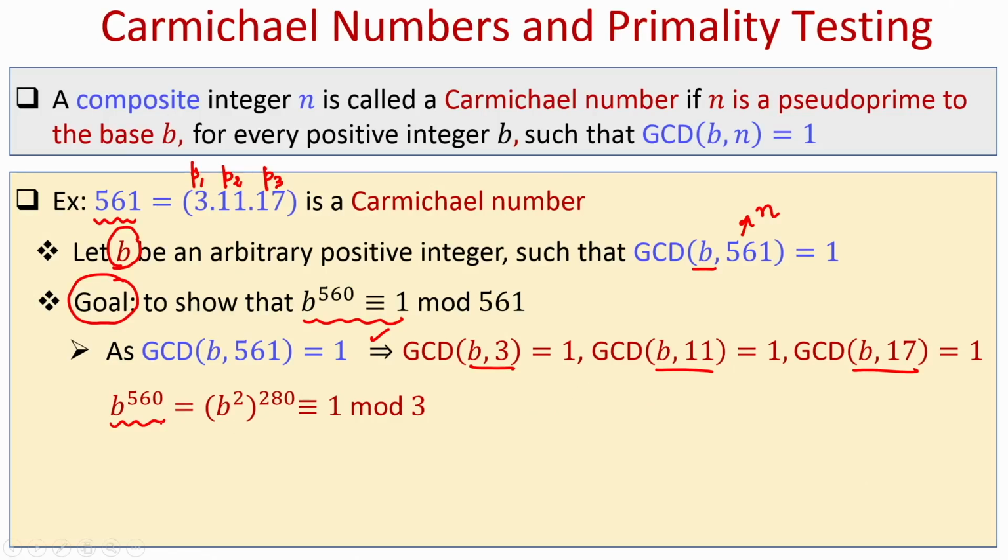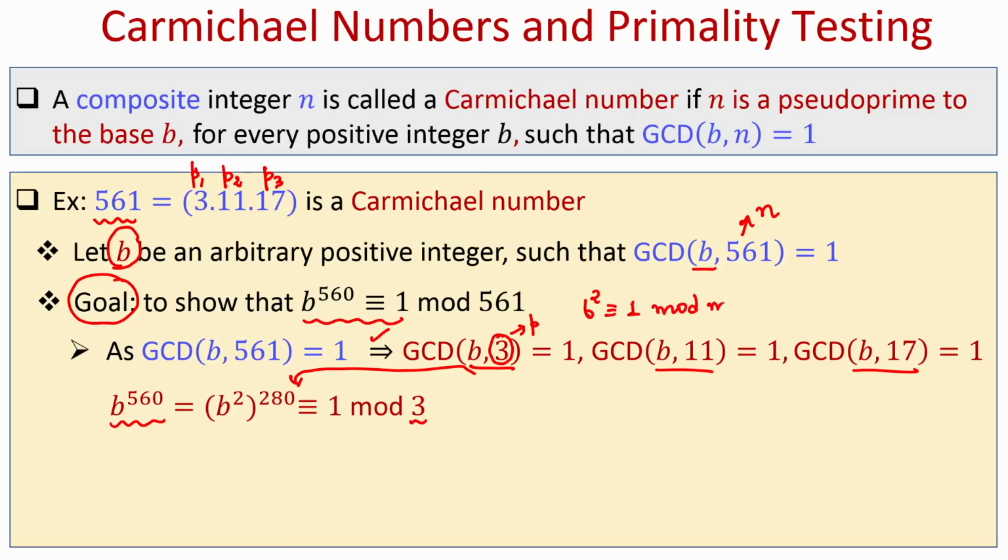And b to the power 560 will be congruent to 1 modulo 3. Why so? Because b to the power 560 modulo 3 is the same as (b square) whole raised to power 280 modulo 3. But I know that since b is co-prime to 3, I can apply the condition of Fermat's little theorem. So, I can treat 3 to be my prime p, and I can treat b to be a number which is co-prime to 3. So, that gives me that b to the power 3 minus 1, namely 2, is congruent to 1 modulo 3.